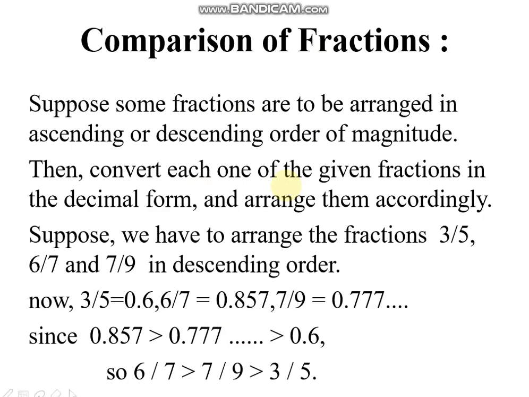Comparison of fractions. If two fractions are there, which one is greater and which one is lesser, that we need to find, right? So here many fractions are there. You can arrange them into ascending order or descending order, and convert the given fractions into decimal form and arrange them accordingly. Okay, here the fractions given are 3 by 5, 6 by 7, 7 by 9, in descending order. So now make them decimals and simply arrange them.